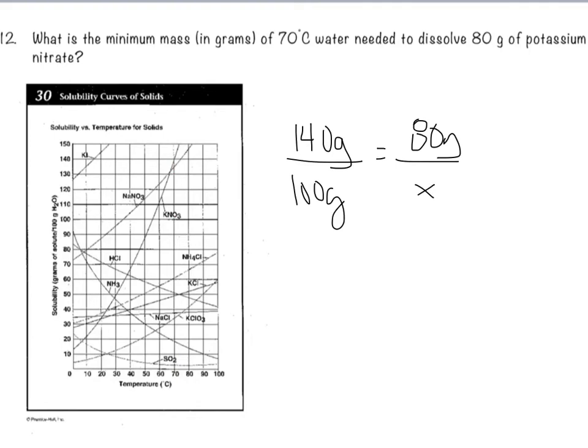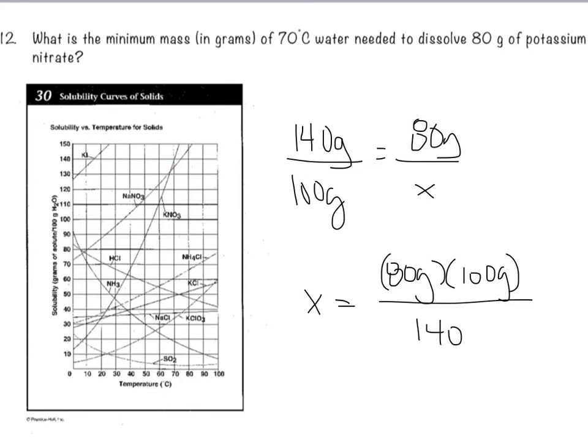I have to cross multiply and divide. So essentially this fraction turns into x equals 80 grams times 100 grams divided by 140 grams. And so if I enter this into my calculator, 100 times 80 divided by 140, the answer should be 57 grams.